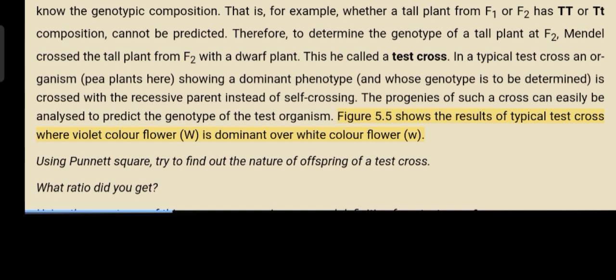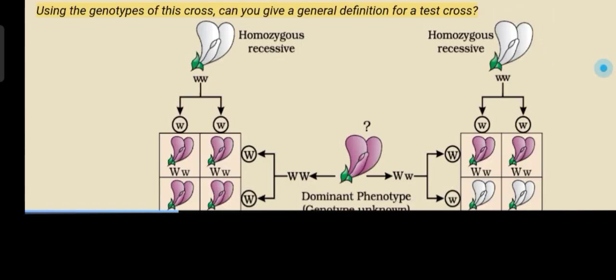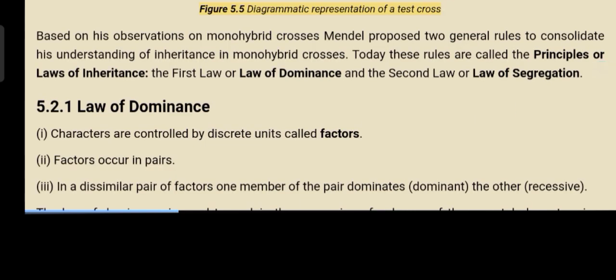Figure 5.5 shows the results of a typical test cross where violet color flower W is dominant over white color flower w. Using a Punnett square, try to find out the nature of offspring of a test cross. What ratio did you get? Using the genotypes of this cross, can you give a general definition for a test cross? Figure 5.5: Diagrammatic representation of a test cross.